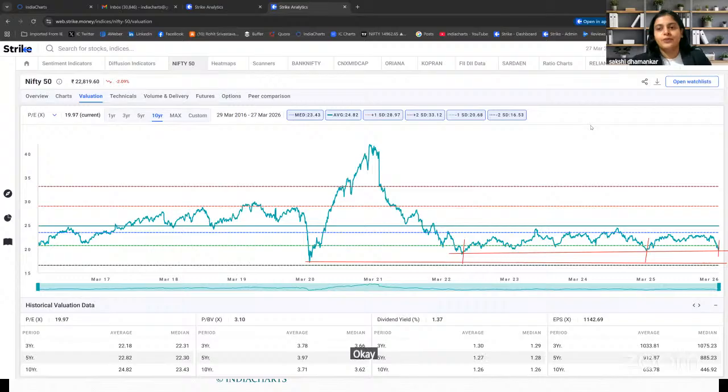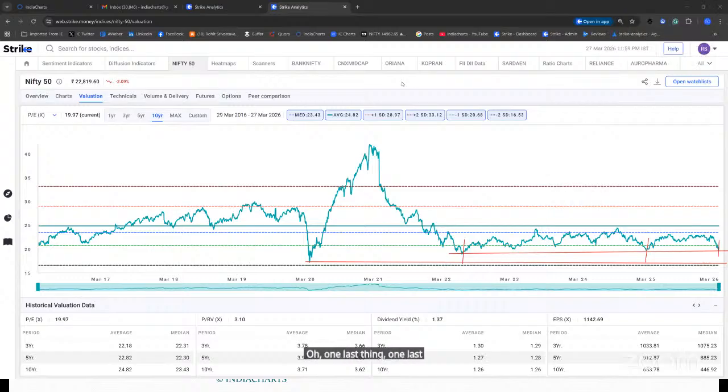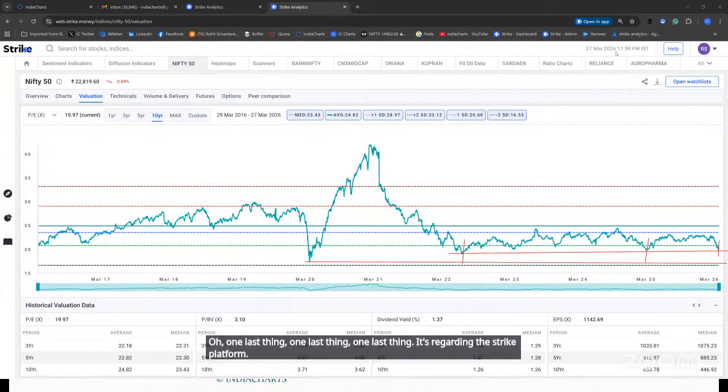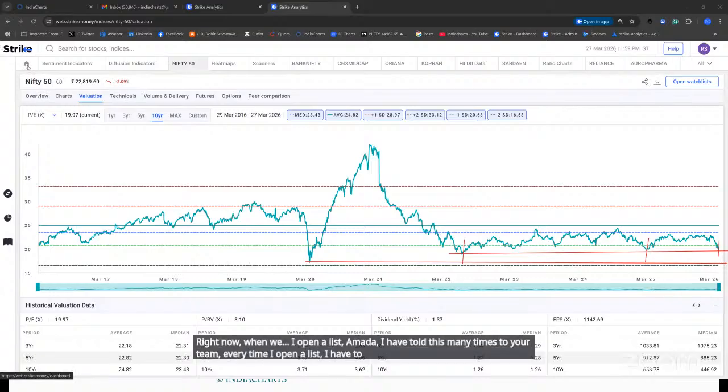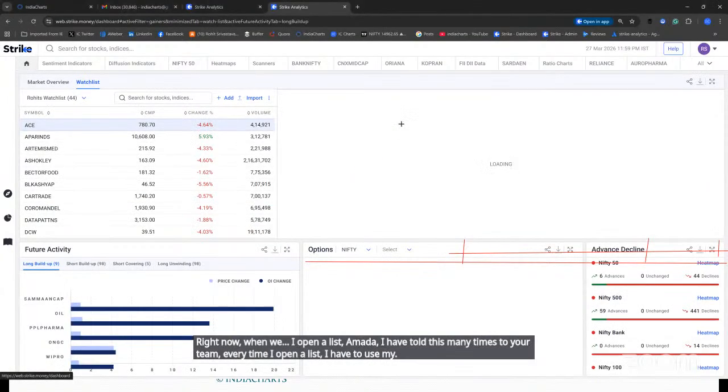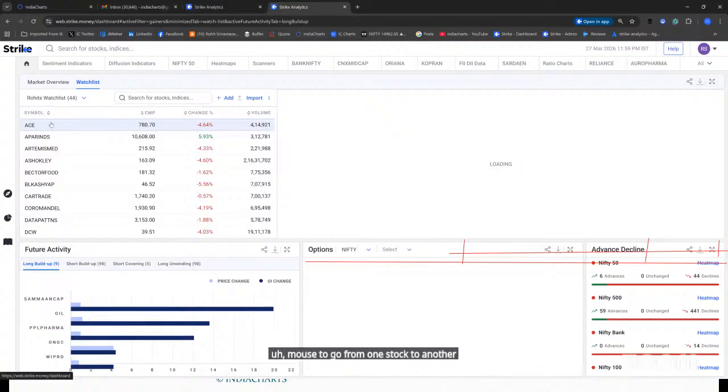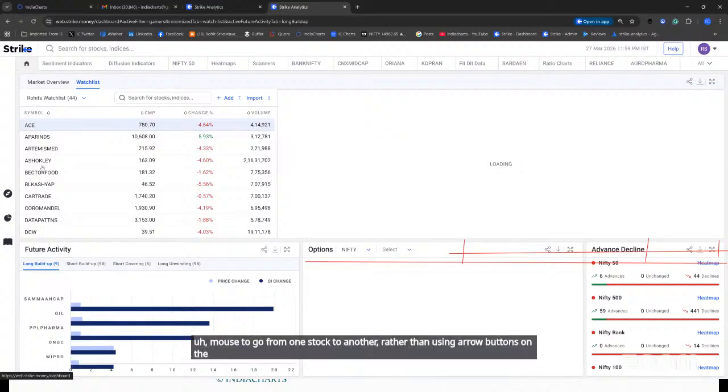Okay, moving on. One last thing, regarding the Strike platform. Right now, when I open a list, I have told this many times to your team, every time I open a list, I have to use my mouse to go from one stock to another rather than using arrow buttons on the keyboard.